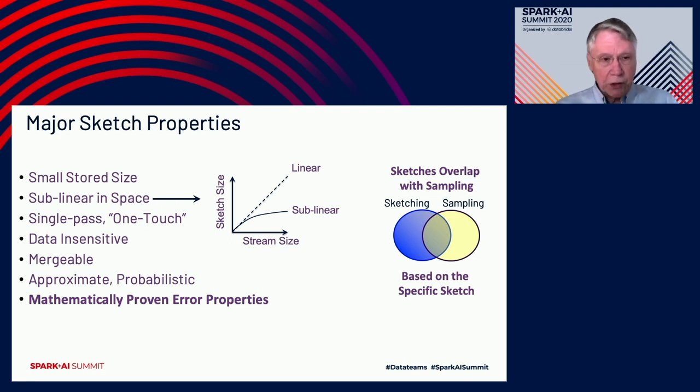And of course, the nature of sketches in general is they're approximate and probabilistic. However, these are not just empirical algorithms. They have mathematically proven error properties that are very important to us.